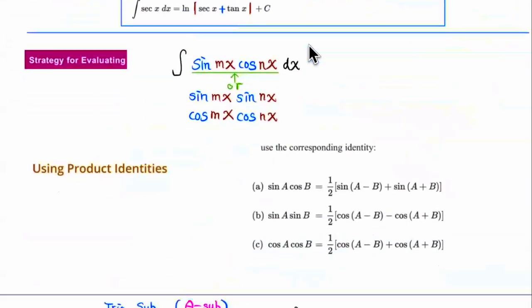Okay, and then the strategy to integrate sine times cosine when the angles are not the same: we'll think about using this trig identity right here. Depends on what these two are. If it's sine cosine or sine sine or cosine cosine, you will think about which one to use. So use those product identities.